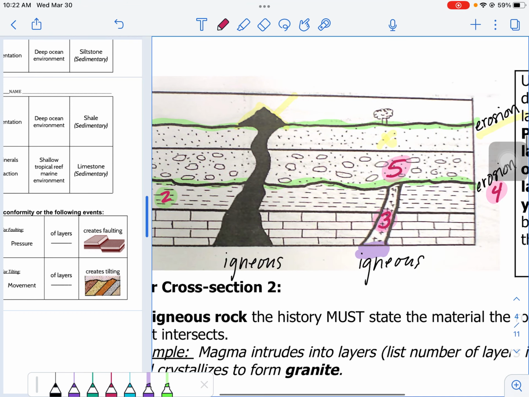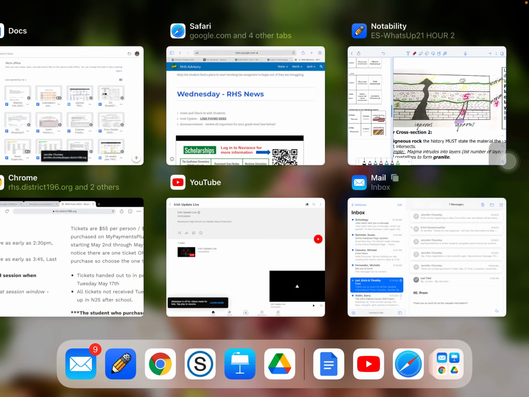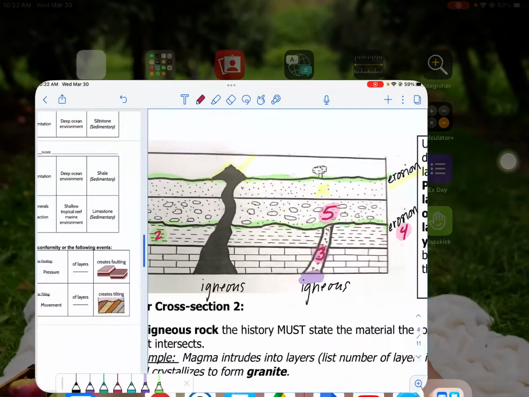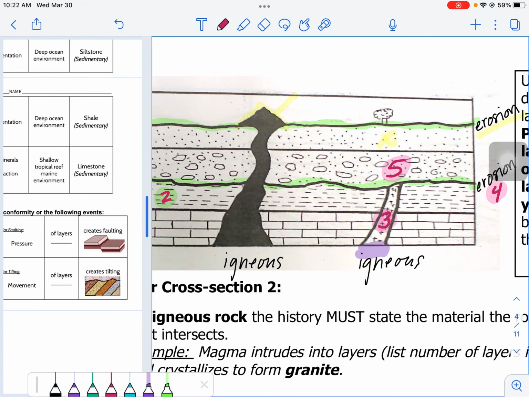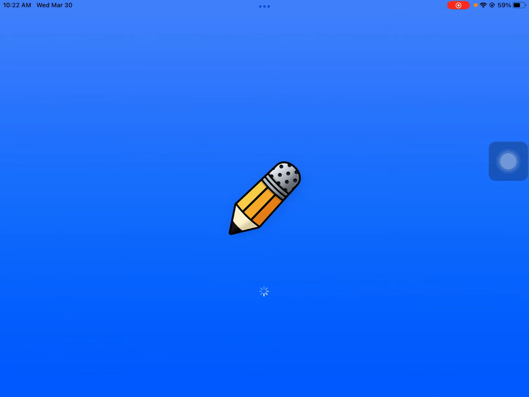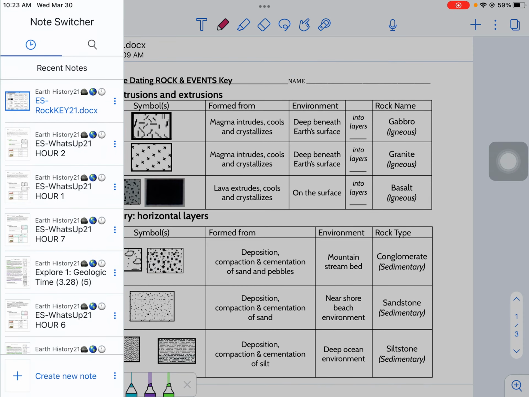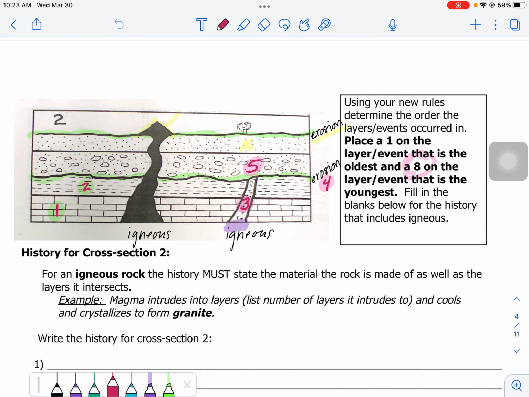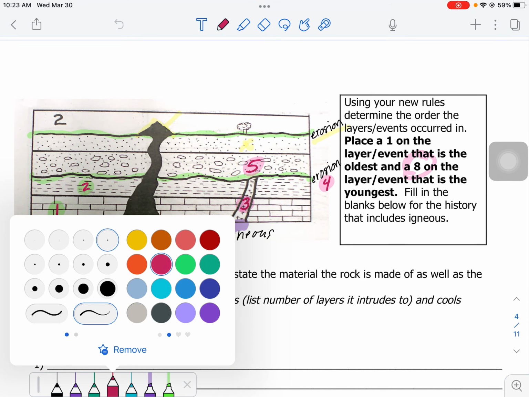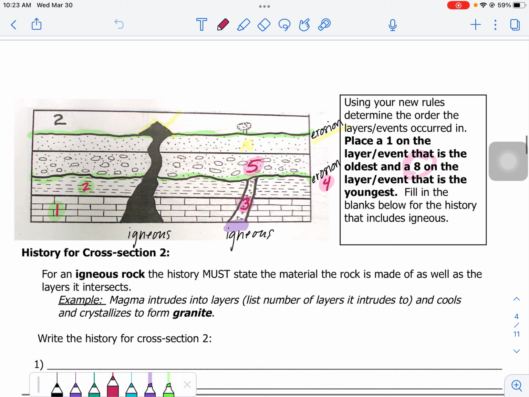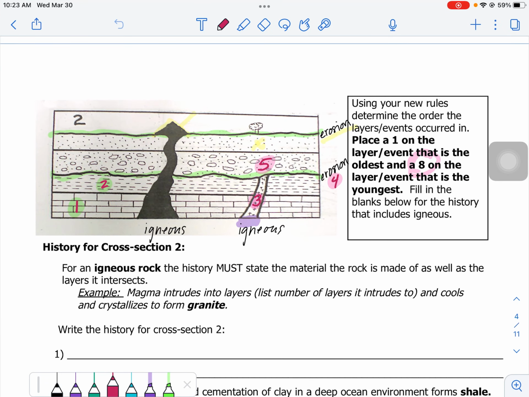I can't write for some reason. So my sandstone layer has to be number 6, followed by either my erosion or my volcano. Sorry, I had to restart. There we go. Number 6.